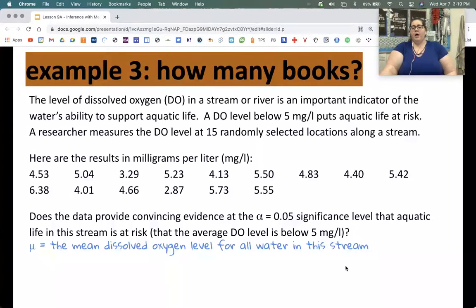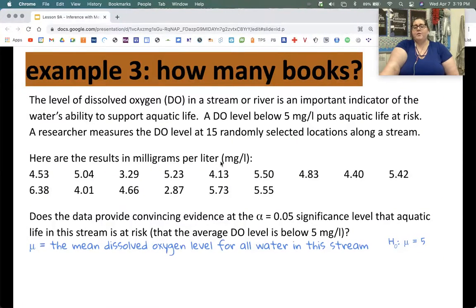So then my hypothesis statements, remember the null is always that things stay the same, right? Null is always just a statement of nothing changed, everything's the same, nothing's different, everything's where it was before. So in this case, my null would be that mu equals 5. So null is always something equals a number.